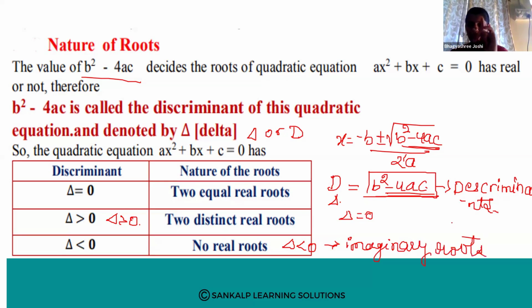So if delta equal to 0, that means two equal roots. If delta is greater than 0, that means two distinct real roots exist. If delta is less than 0, that means no real roots exist. That means imaginary roots.